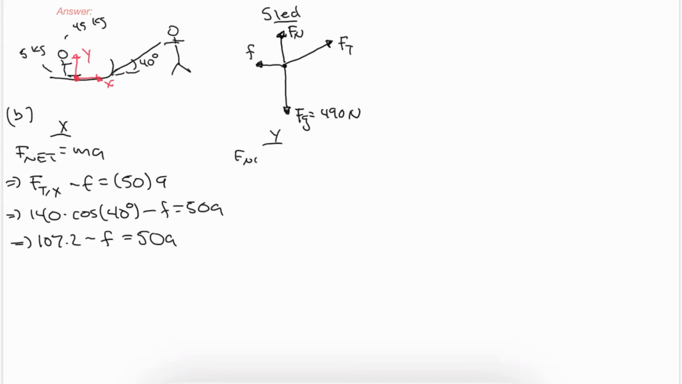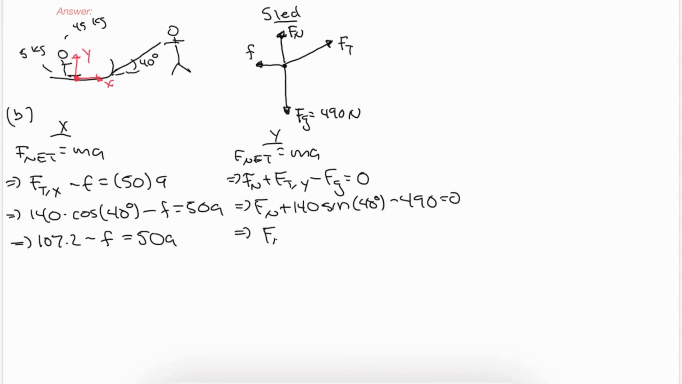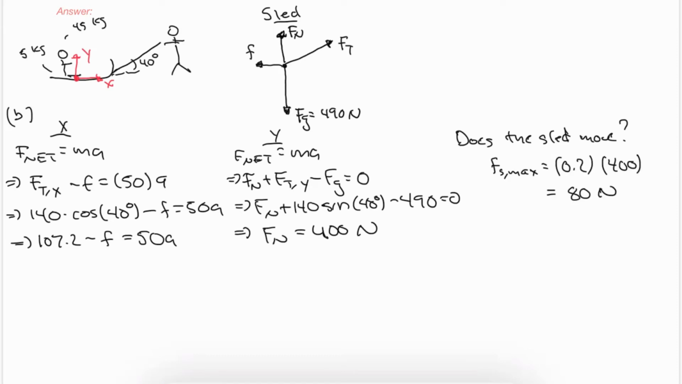In our y direction, we write down the same information as before. And in this case, we can see that the normal force goes down. Now it's only 400 newtons, and that's because we're applying more upwards force from our tension than we were before. And so we ask the question, does the sled move? And we calculate that F sub S max is only 80 newtons. Now, since the force of tension in the x direction is bigger than F sub S max, that's to say the 107.2 is bigger than the 80 newtons, then the sled will move.